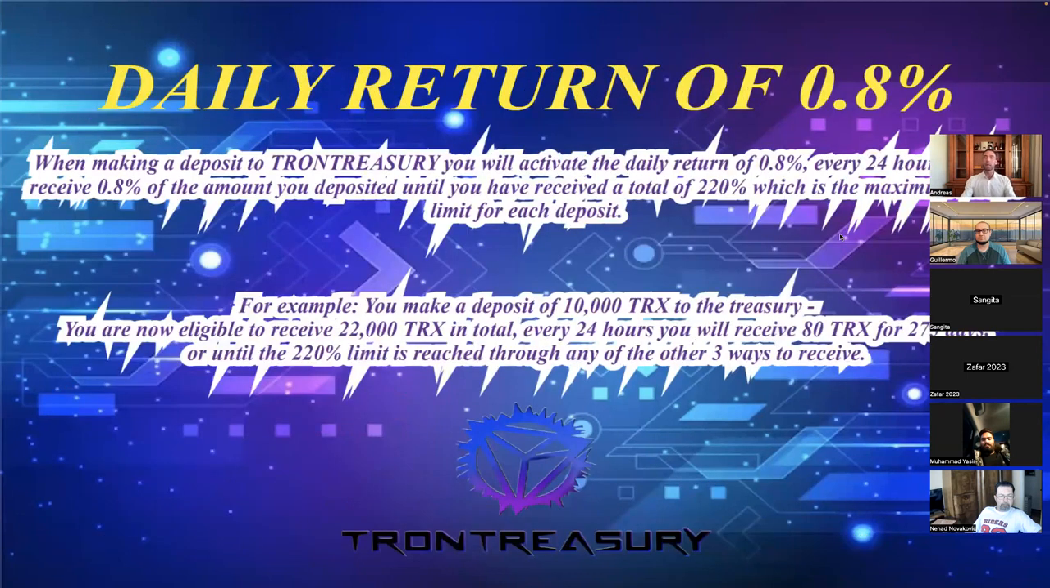So the daily return of 0.8% is very, very straightforward. We've gone through this multiple times already. When you make a deposit to Tron Treasury, you'll activate the code. You will start to receive 0.8% every 24 hours until you have received a total of 220%. That's a total of 275 days. For example, if you make a deposit of 10,000 TRX, you are now eligible to receive 22,000. Every 24 hours, you will get 80 TRX, and that's for 275 days, or until the 220% limit is reached through any of the other 3 ways.